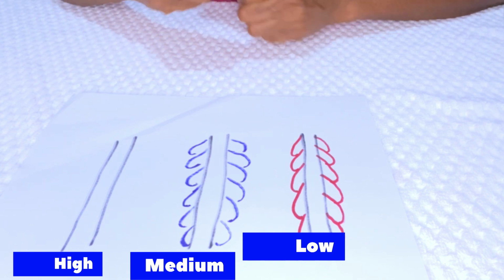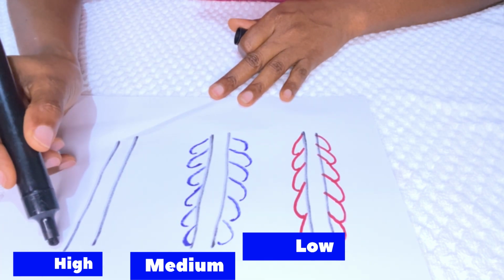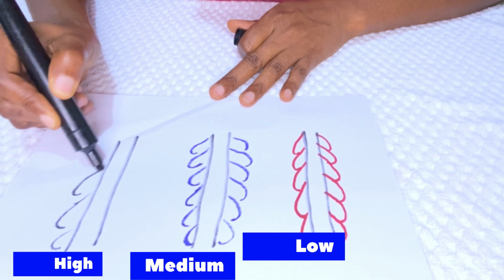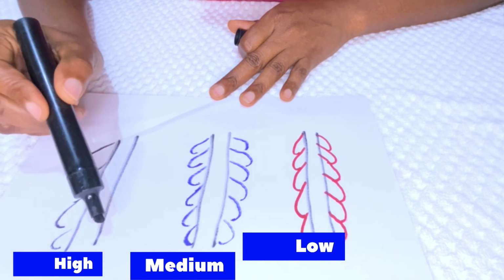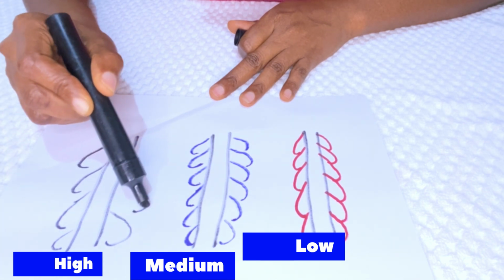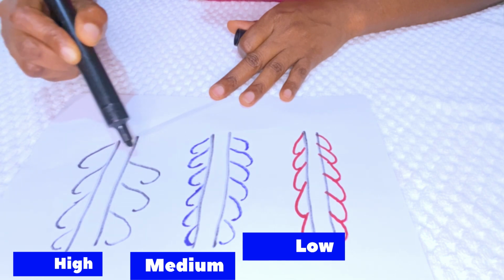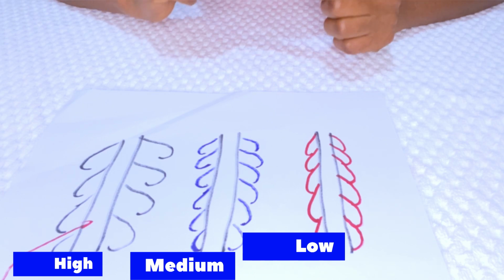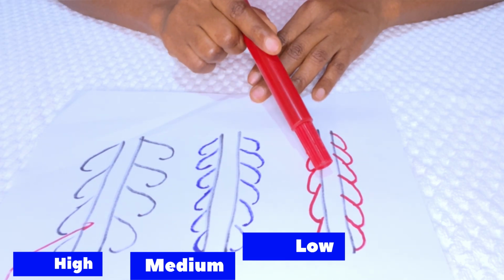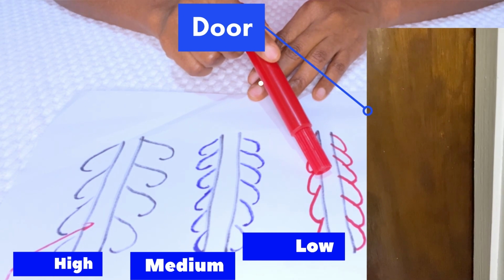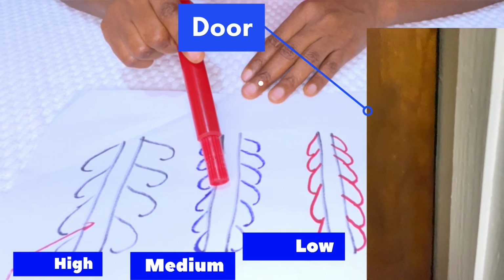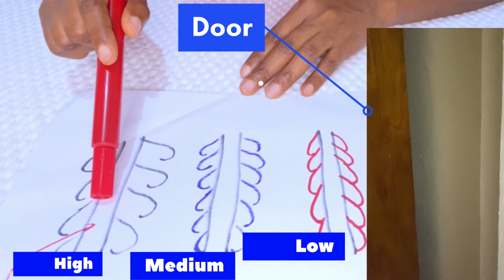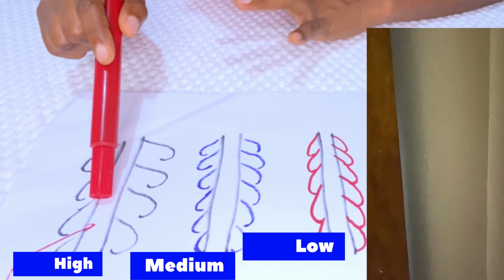And then next, we have high porosity. High porosity would mean that the cuticles are wide open, right? Wide open. So anything you put on the hair can enter the hair without even adding any heat. We could use an example of a door. For low porosity, it would mean that the door is closed. Nothing can come in. Medium porosity would mean that the door is slightly open. For high porosity, it would mean that the door is fully open.